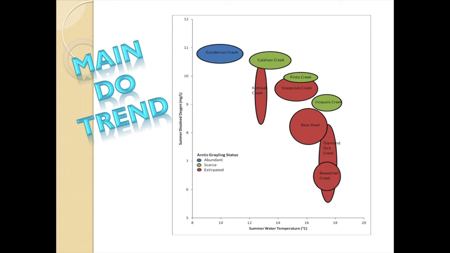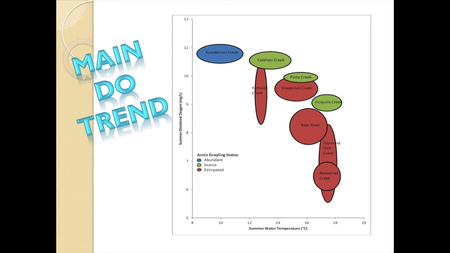And then the most important thing is that there's a trend. If you look at the shape of those ovals, creeks that are supporting grayling have a distinct dissolved oxygen and temperature regime. High dissolved oxygen, low fluctuation, high temperature, or lower temperature, but high fluctuation of that temperature.